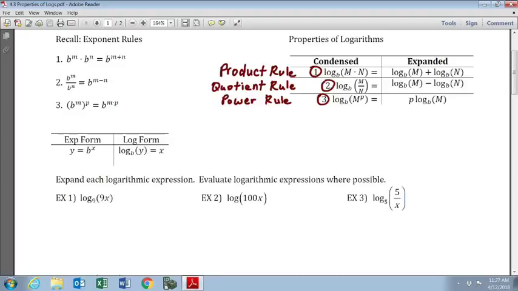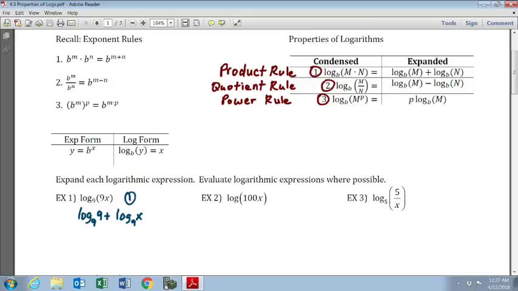These are our three rules or properties of logarithms that we're going to use as we expand and condense expressions, which is what we'll be doing here. On number 1 it says expand each logarithmic expression and evaluate logarithmic expressions where possible. If you look at the first one, we're going to be using property 1 because we have the log of a product. We're going to use the product rule. Here our m is 9 and our n is x. So this would equal the log base 9 of 9 plus the log base 9 of x.